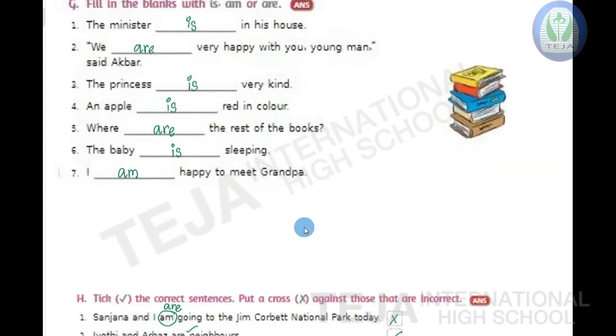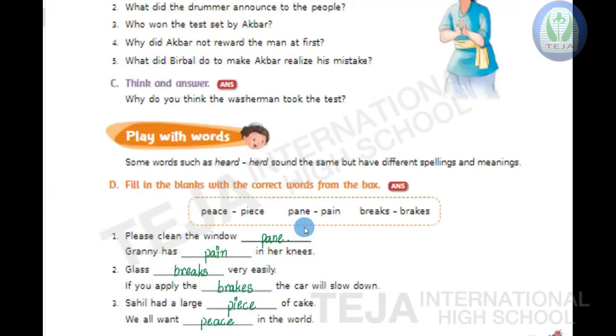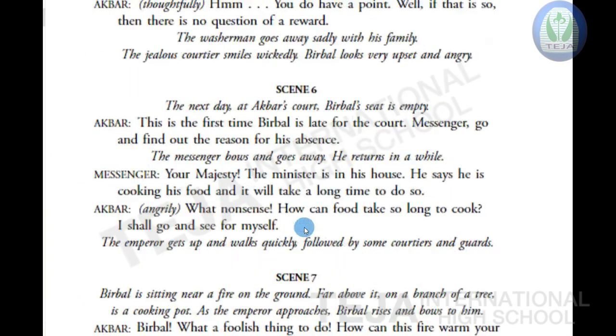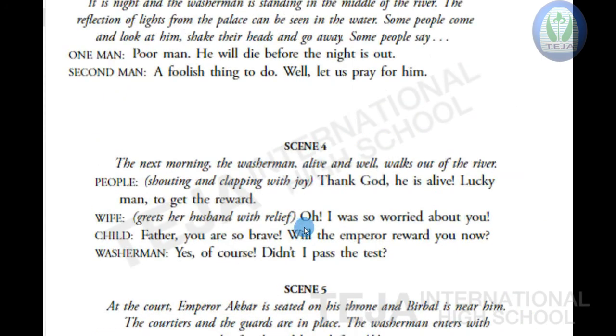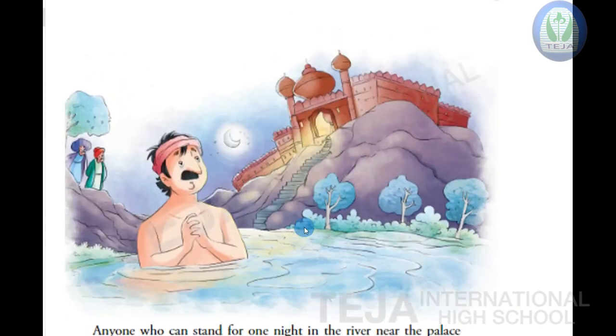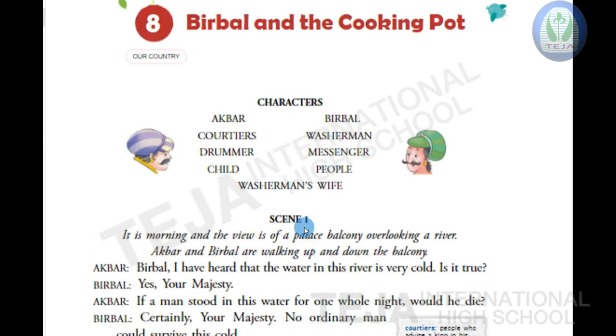So that is about today's session. Now with this we have completed all the bits of lesson 8, Birbal and the cooking pot. Now with this we'll close today's session.